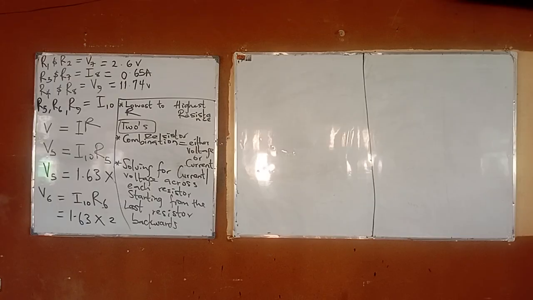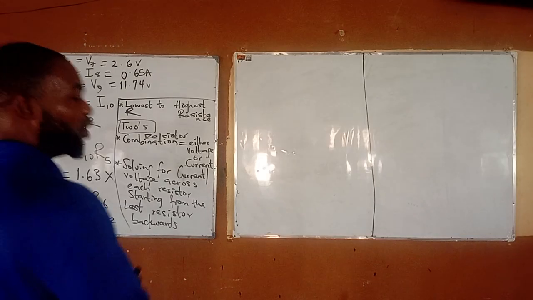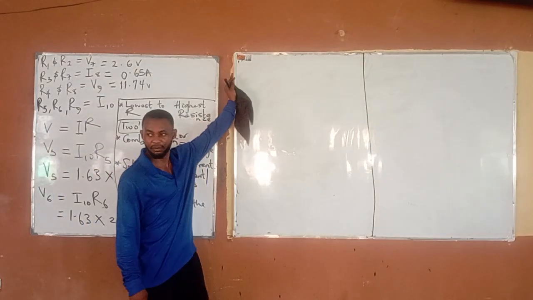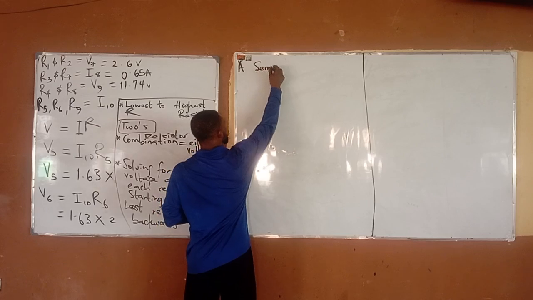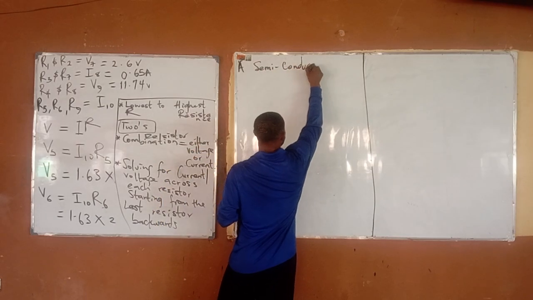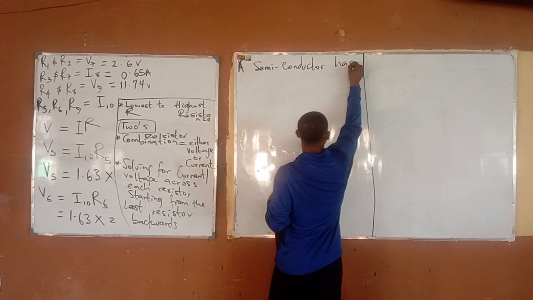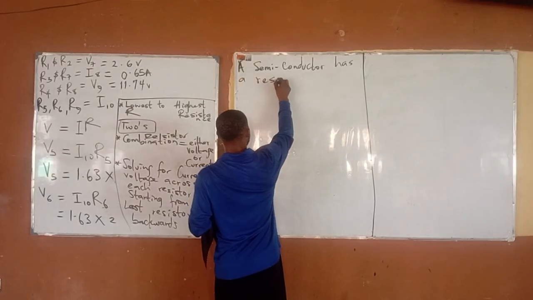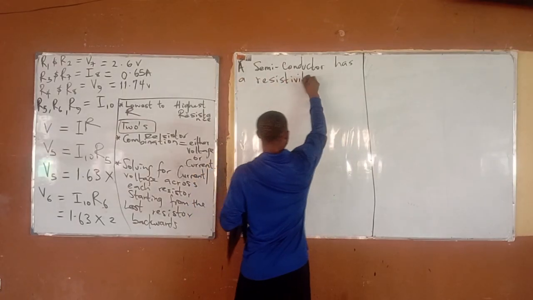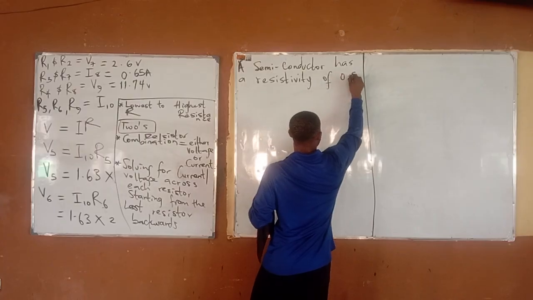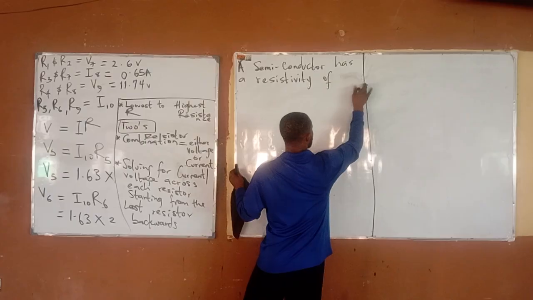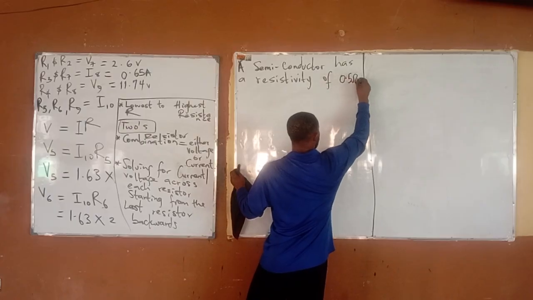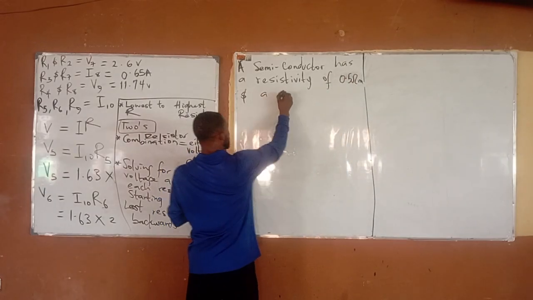Read. Is that from 4? No, just read number 1. A semiconductor has a resistivity of 0.5 ohm, and a charge carrier mobility.